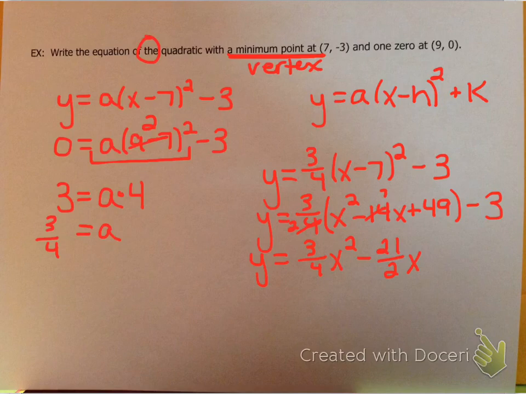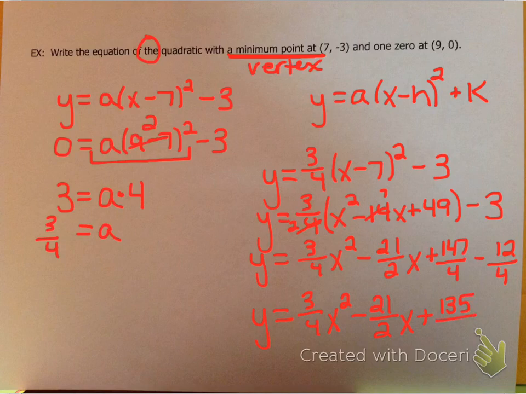and then 3/4 times 49, so what, 147 over 4, and then we still have to subtract the 3, but I'm going to go ahead and write it as 12 over 4 so that it can combine to the other constant. So y equals 3/4 x squared minus 21 halves x plus 135 over 4. There's our standard form. Kind of messy, but that's okay.